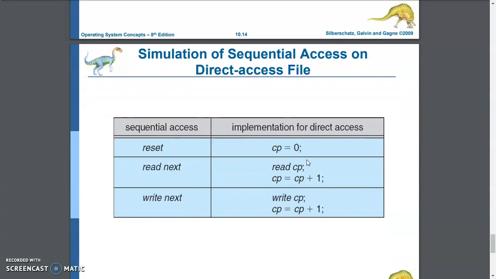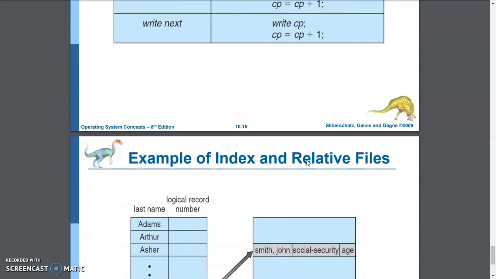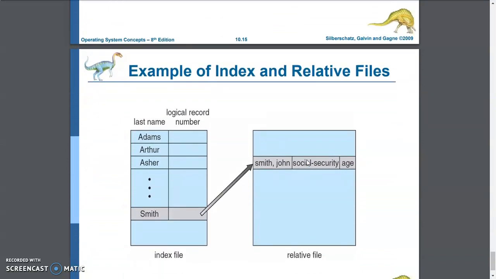This is a simulation of sequential access on a direct access file. For sequential access we use reset, read next, write next. The implementation code is cp equal to 0; 0 is used to reset the file pointer. Next, read cp, and cp will become cp plus 1, which is the increment operation to read the next data from the file.